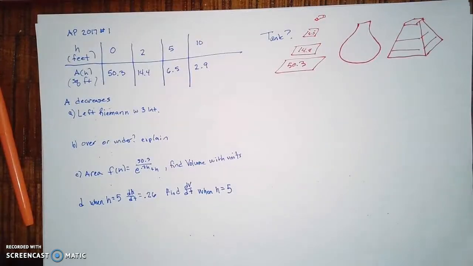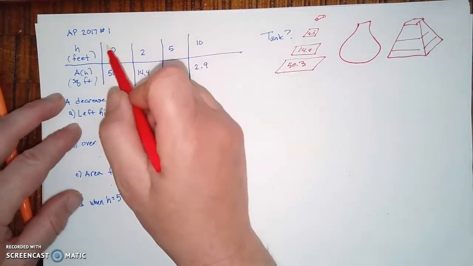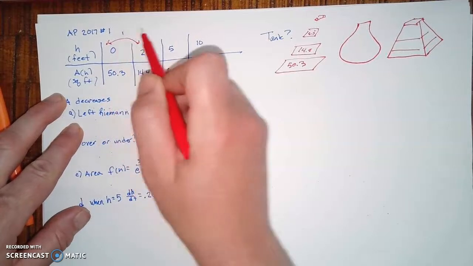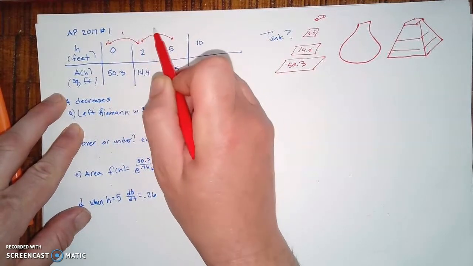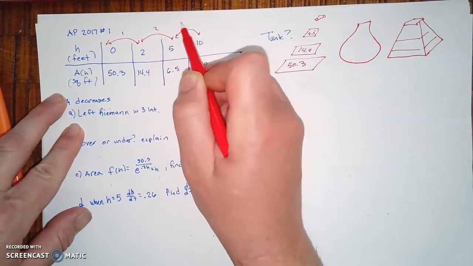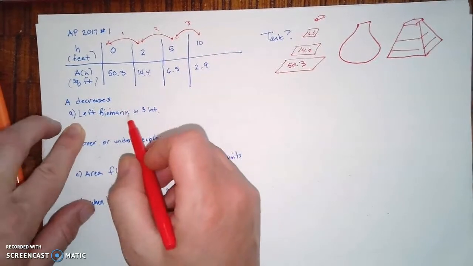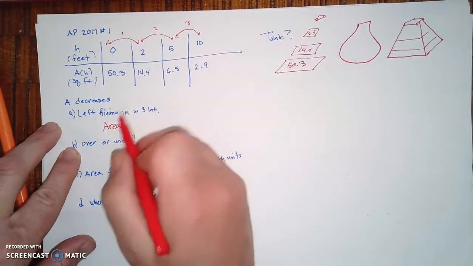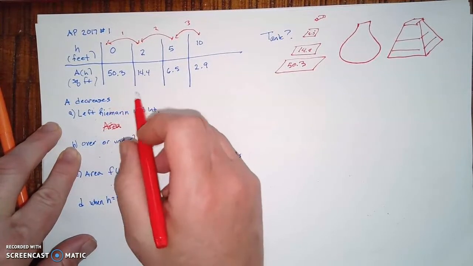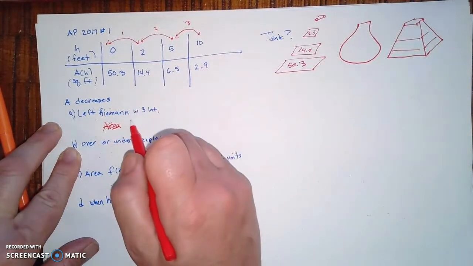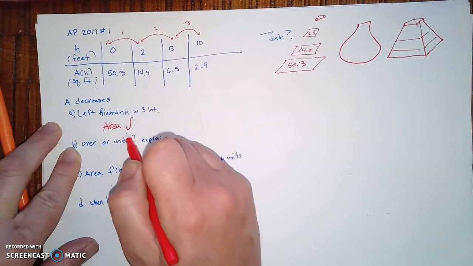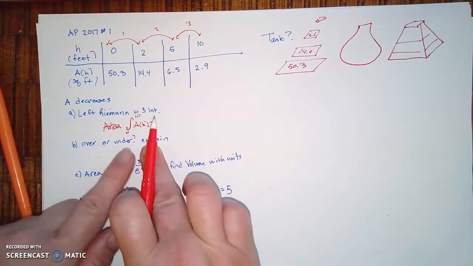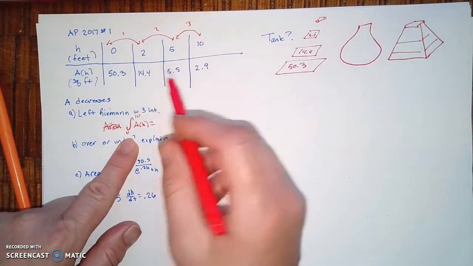Okay, so I'm going to look at my data here. From here to here would be rectangle number 1. From here to here would be rectangle number 2. And from here to here would be rectangle number 3. So for this problem right here, it's a volume equation. I'm going to find the integral from 0 to 10 of A of h. This part wouldn't have to be written down like this, but I know that's what I'm looking for. And so I'm going to do the Riemann sums.